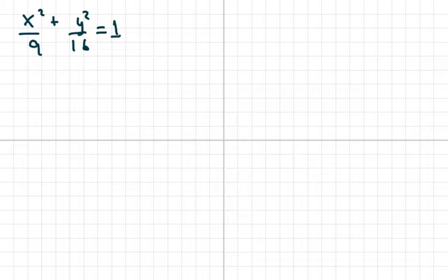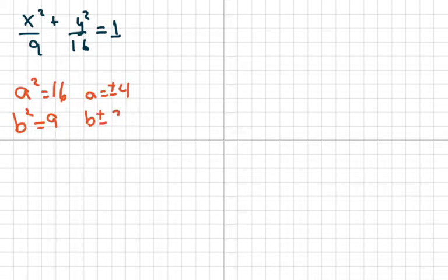Now this one's already given, so A squared is 16. It's always the bigger number. B squared is 9. So A is plus or minus 4. B is plus or minus 3. C squared is the same thing as before, right? 16 minus 9 is 7. So C equals plus or minus square root of 7. So equals plus or minus 3.